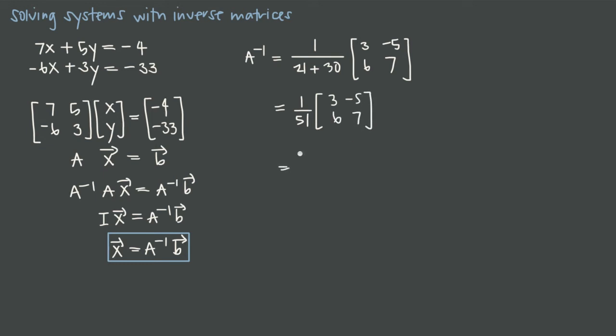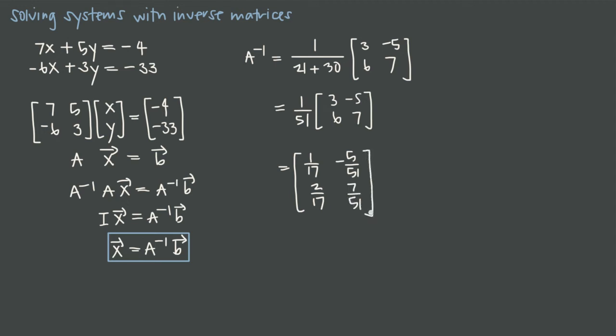So then the inverse matrix is going to be 1 over 51 times 3. That's 3 over 51, or 1 over 17. -5 times 1 over 51 is a -5 over 51. 1 over 51 times 6 is a 6 over 51, but 6 divided by 3 is 2, and 51 divided by 3 is 17, so 2 over 17, and then 1 over 51 times 7 is a 7 over 51.